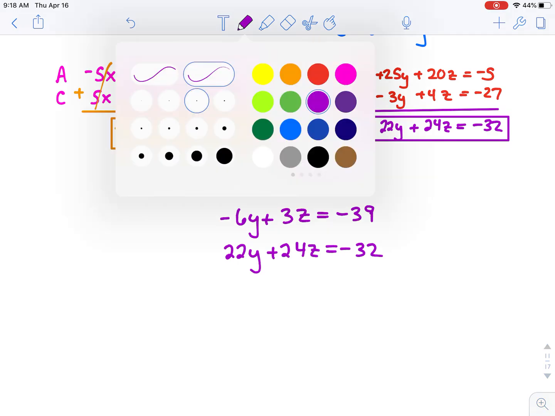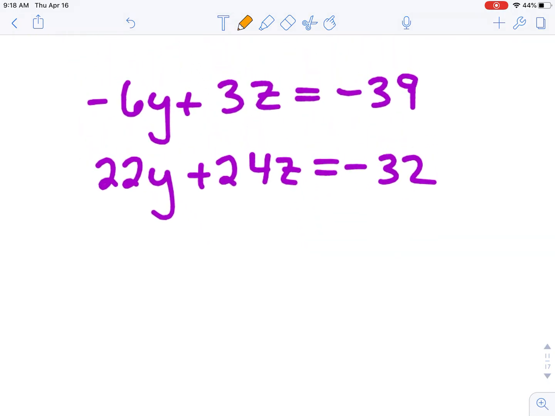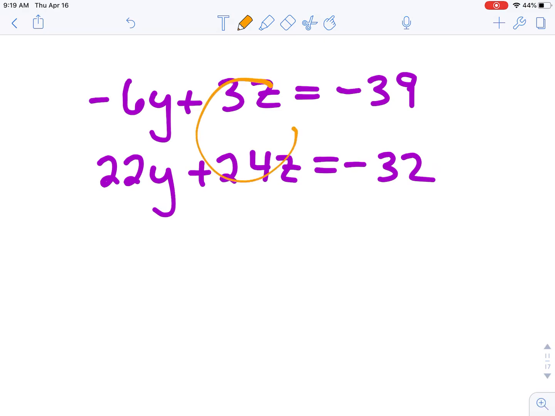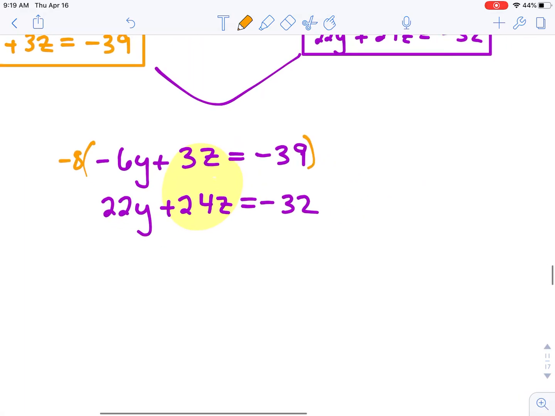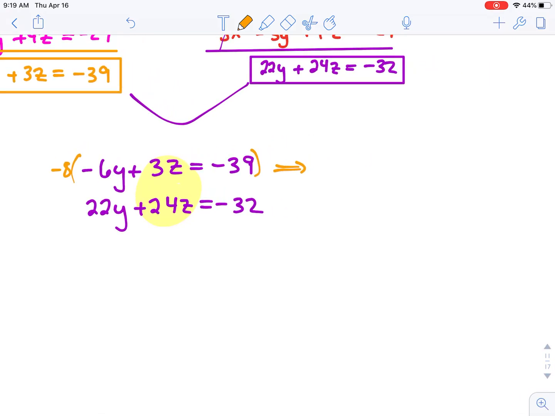Now, which letter would you like to eliminate here? It's just a 2 by 2 equation. I would eliminate the z's. And in order to do that, we're going to have to multiply this first equation by -8. And this might require some calculator work. So go ahead and take out your calculator. Pause the video if you need to go grab it.